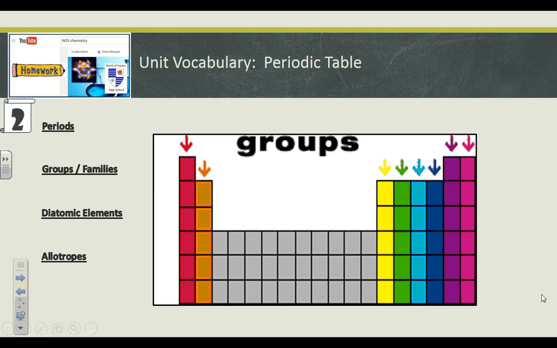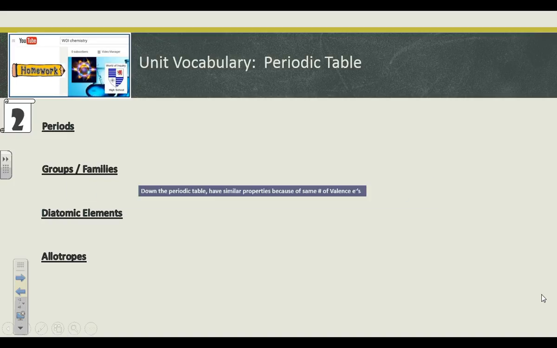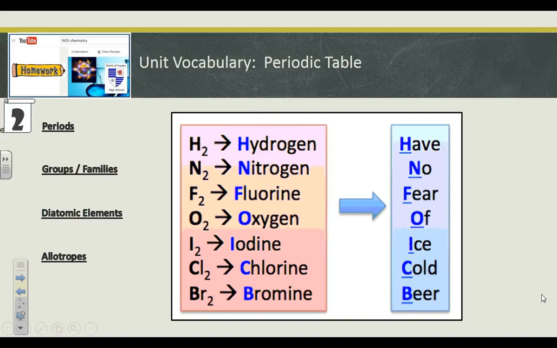Okay, 1, 2, 13, 14, 15, 16, 17, and 18. They go up and down. That's what we call a group. So as I go down the periodic table, I'm going to have similar properties because I have the same number of valence electrons. Like we learned when we did Lewis dots, remember valence electrons tell me how I'm going to react.